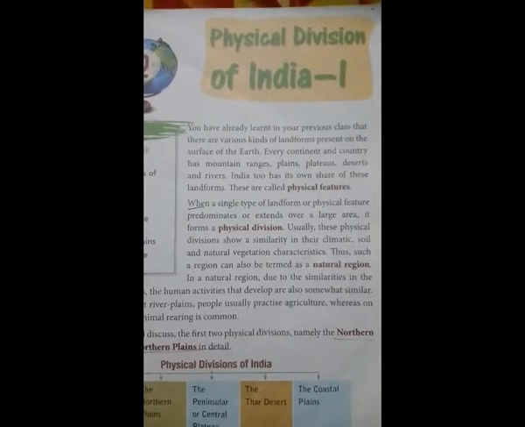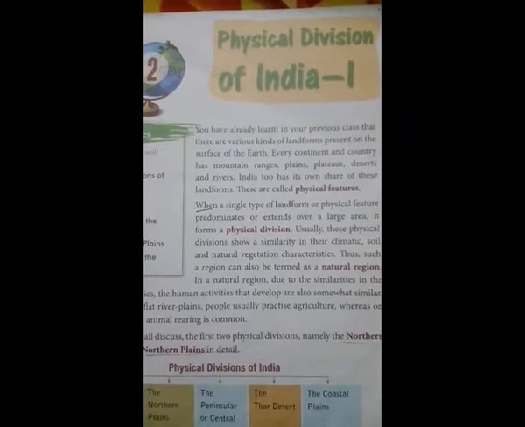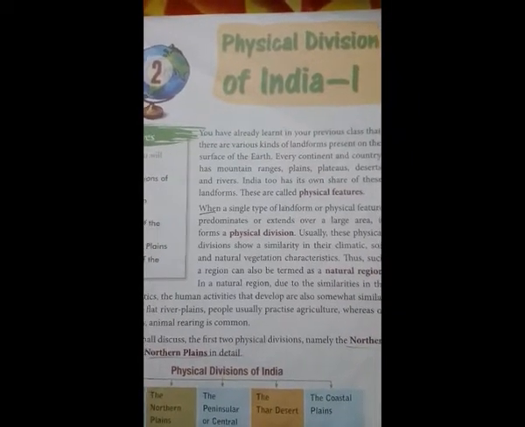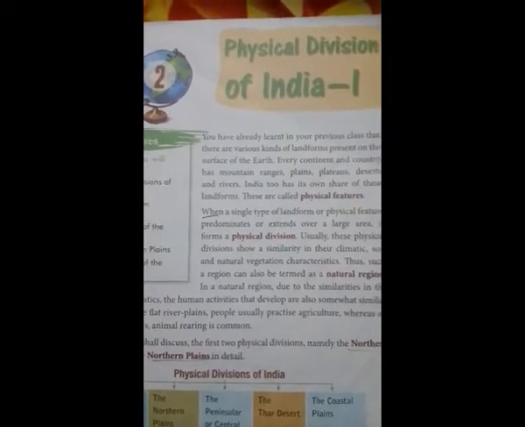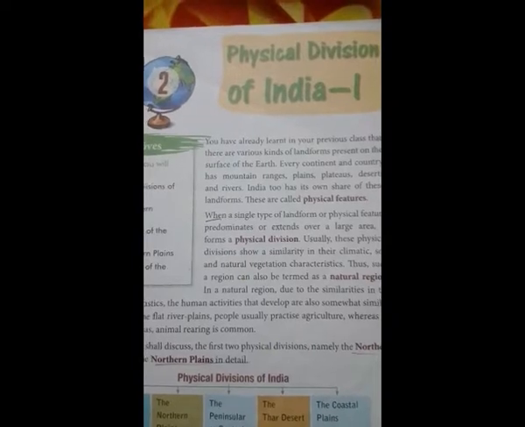In the first chapter, you have read about the political divisions of India, the Indian states and the Union territories. There you have also learned their capitals, the states and their capitals, the Union territories and their capitals, the state government and the Union government or the central government.